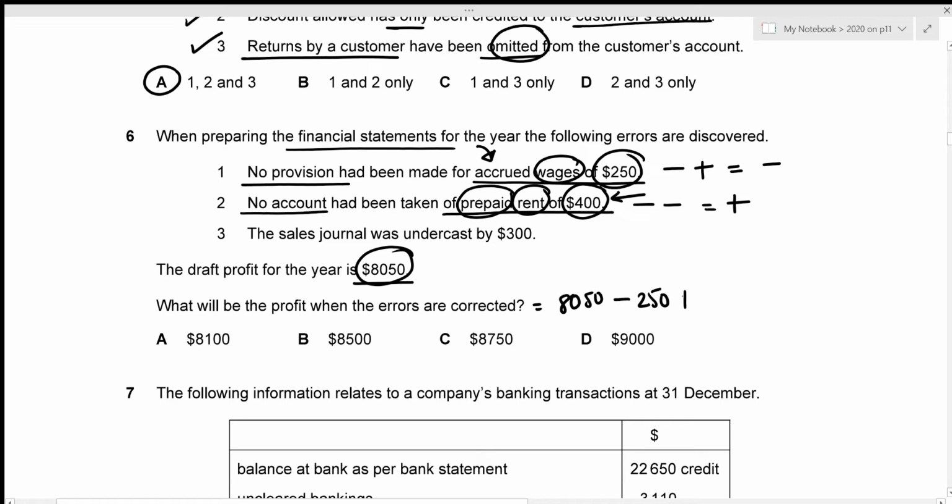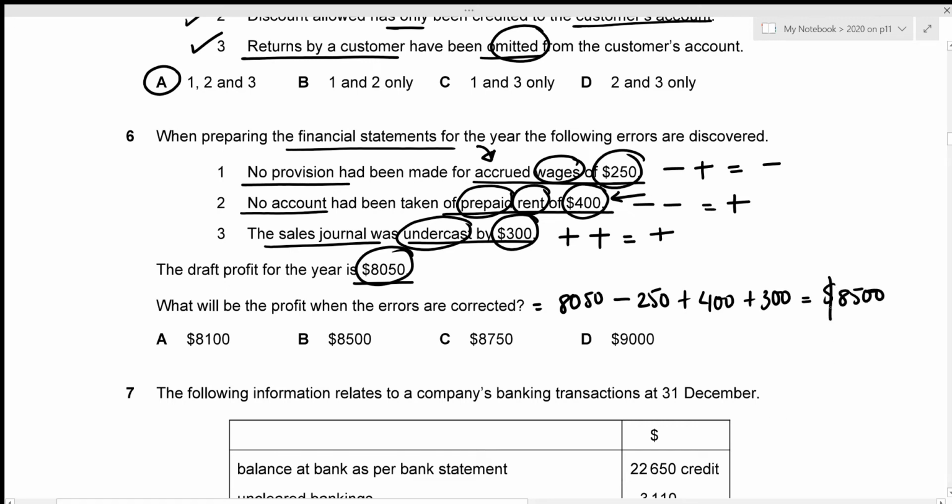So that's plus 400. Then for the third error, the sales journal was undercast by 300. So if it is undercast, we need to include this value, which is a positive, right? And we're talking about sales value, which is obviously added in order to figure out the profit. So that's two positives, which again result in a positive. And this just means that we need to add this value of 300 in order to figure out the correct profit. So that's plus 300. Which means that our correct profit will be 8,050 minus 250 plus 400 plus 300, which results in 8,500.